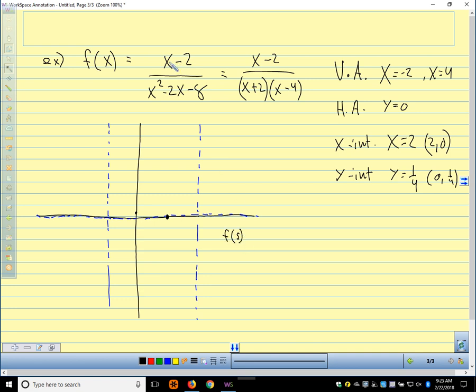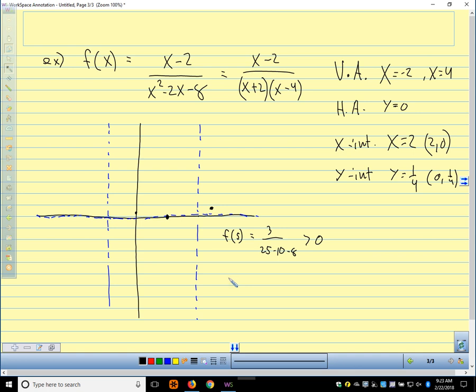So I'm going to plug that in here. F of 5 is 5 minus 2 is 3, over 25 minus 10 minus 8. Is that bigger or smaller than 0? Is it positive or negative? Positive. I'm going to say that's greater than 0. So I know at f of 5 my function is here somewhere. It can't cross the vertical asymptote.